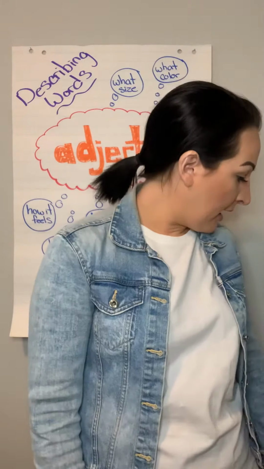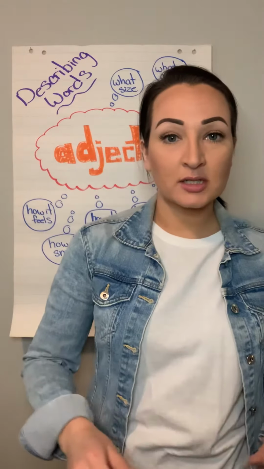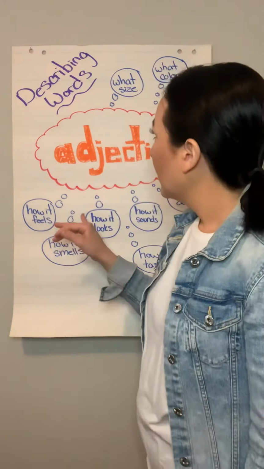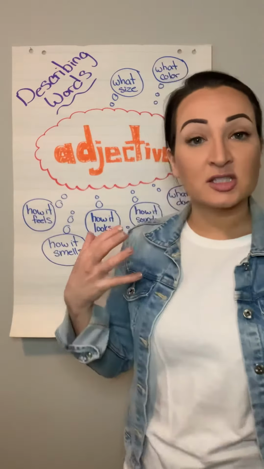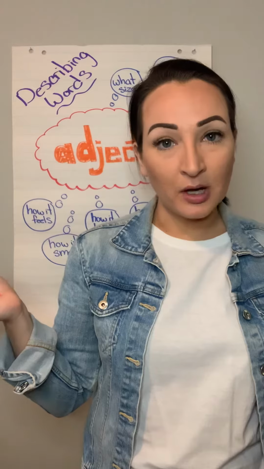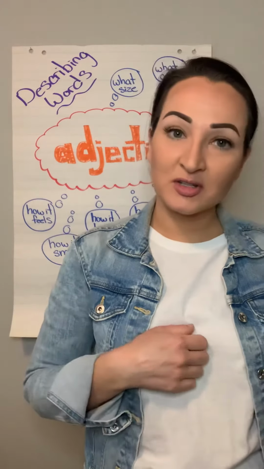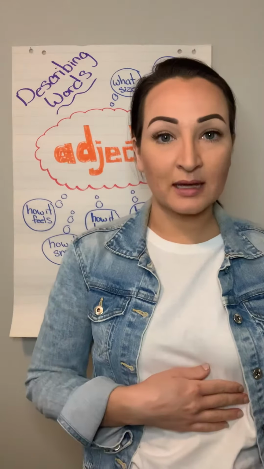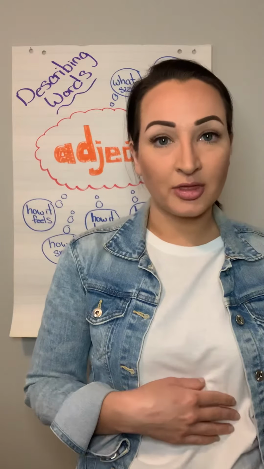So for today, we're just going to talk about some different things that you would describe in a story. Then I'm going to give you a link to a book that uses some really good describing words, and I want you to just listen to it and see if you can pick out some of the describing words that author used.